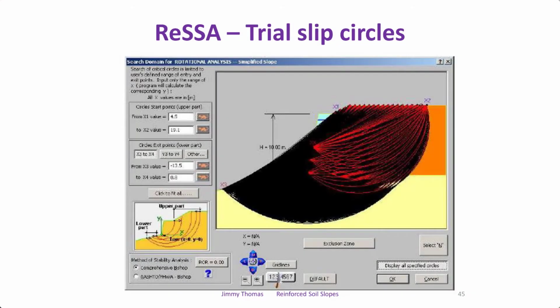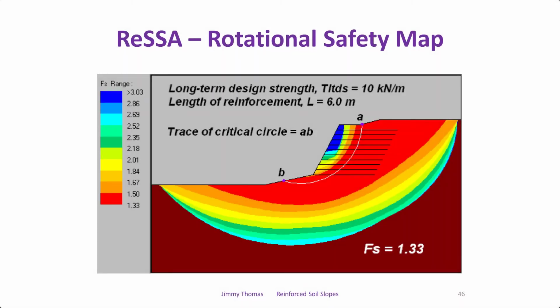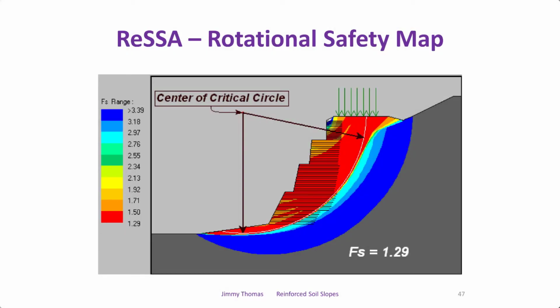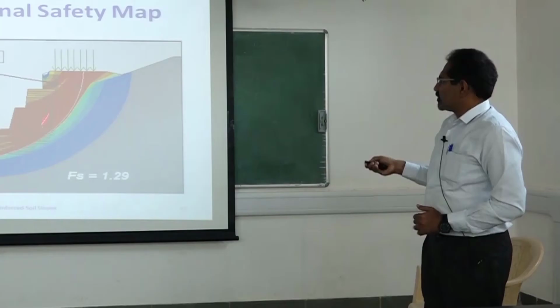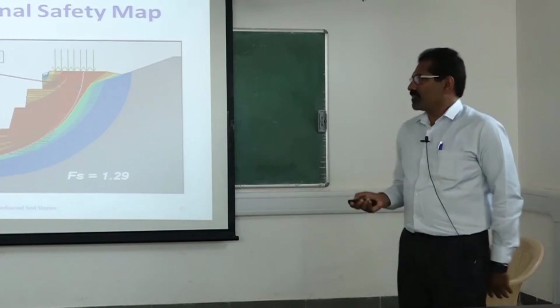So this shows the trial slip circles. Then again it shows the safety map concept. Here the minimum factor of safety is 1.33. This entire zone has a factor of safety between 1.33 and 1.5. This side the factor of safety is increasing, this side also it's increasing. So I know my analysis is correct, I have located the most critical failure surface. Then we can analyze different complicated geometries like that. So this safety map is a very useful concept.